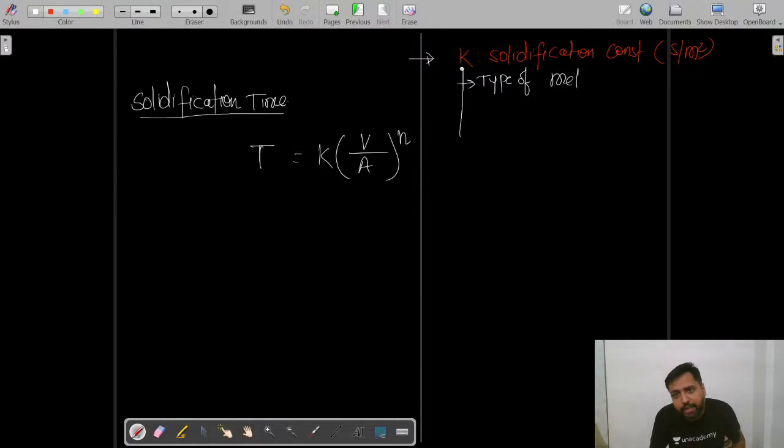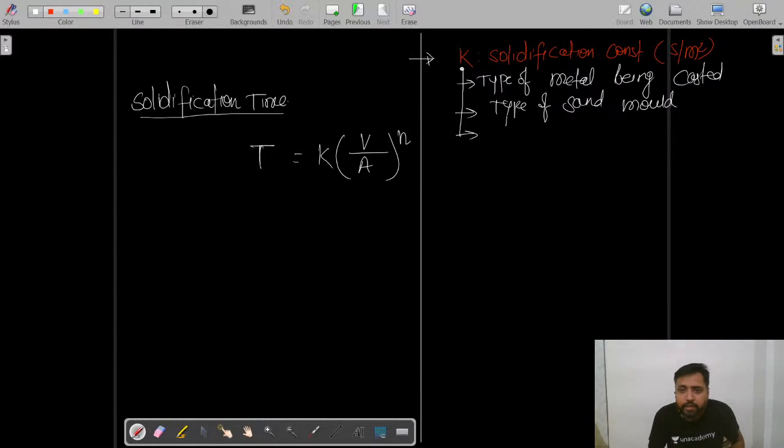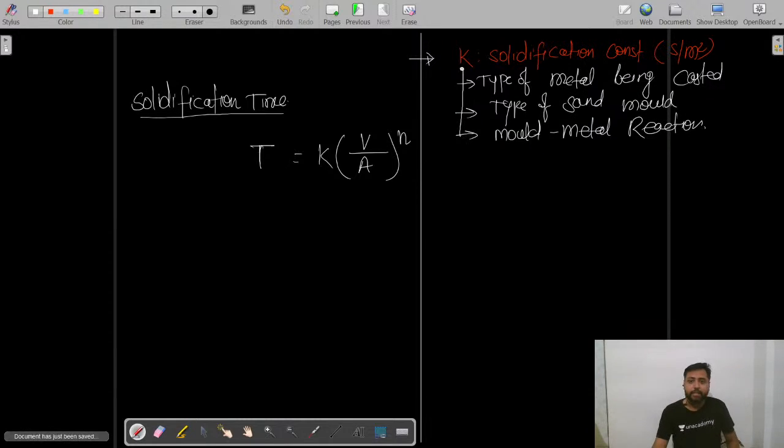Type of metal being casted. Then, my dear students, type of sand mold. Then, my dear students, mold metal reaction. This is also on which the solidification constant depends.